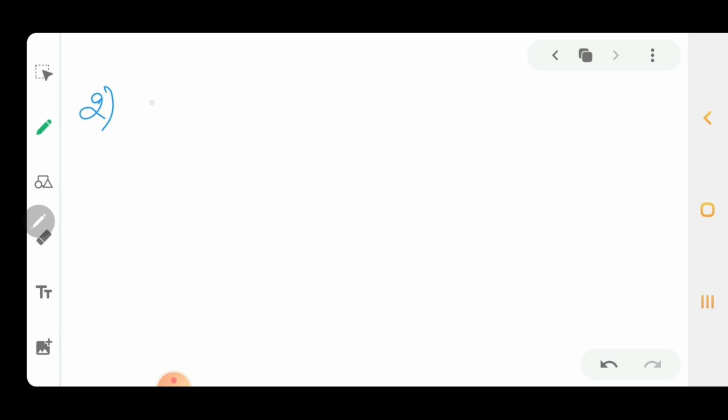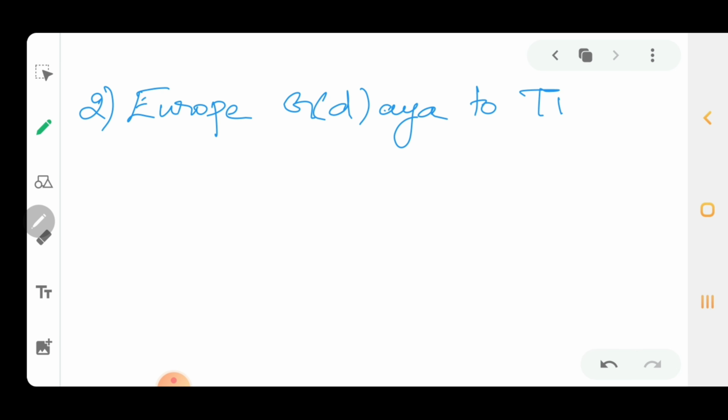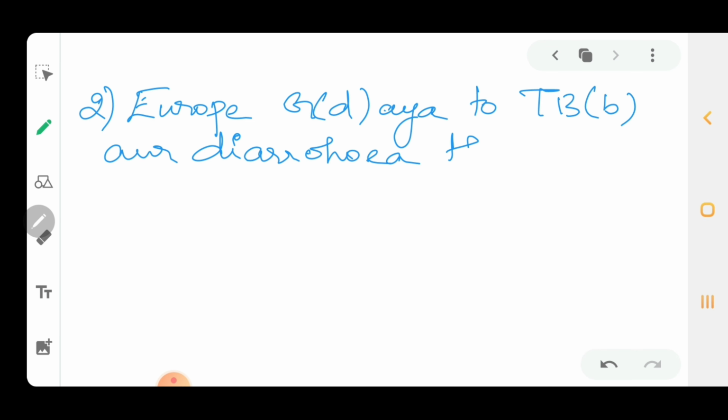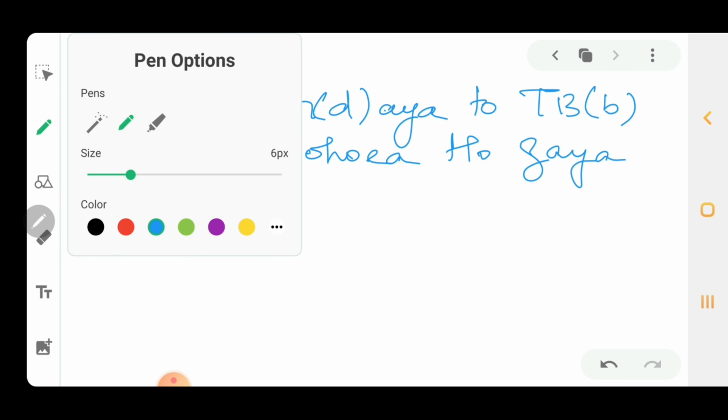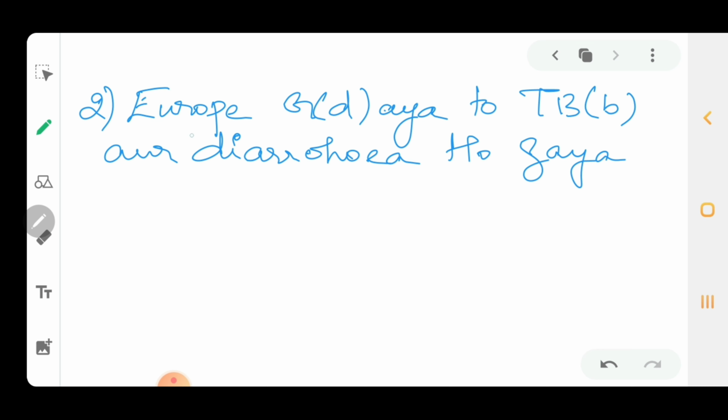Now we will move on to the second part of the mnemonics. The second part is: Europe, Gaya, TB or Dy, ho gaya. Again, let's decode it and understand what are the elements present in this mnemonic.